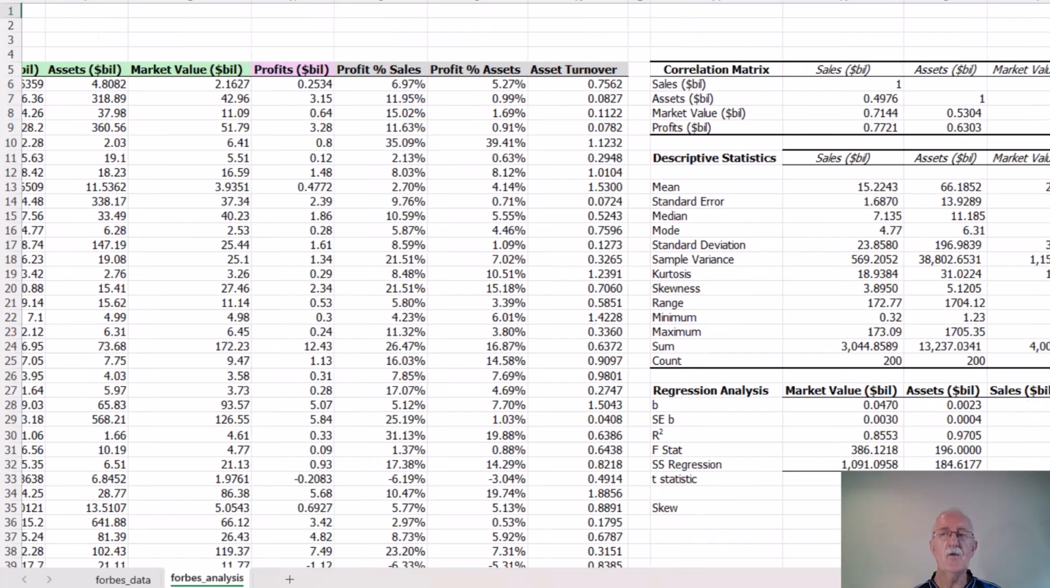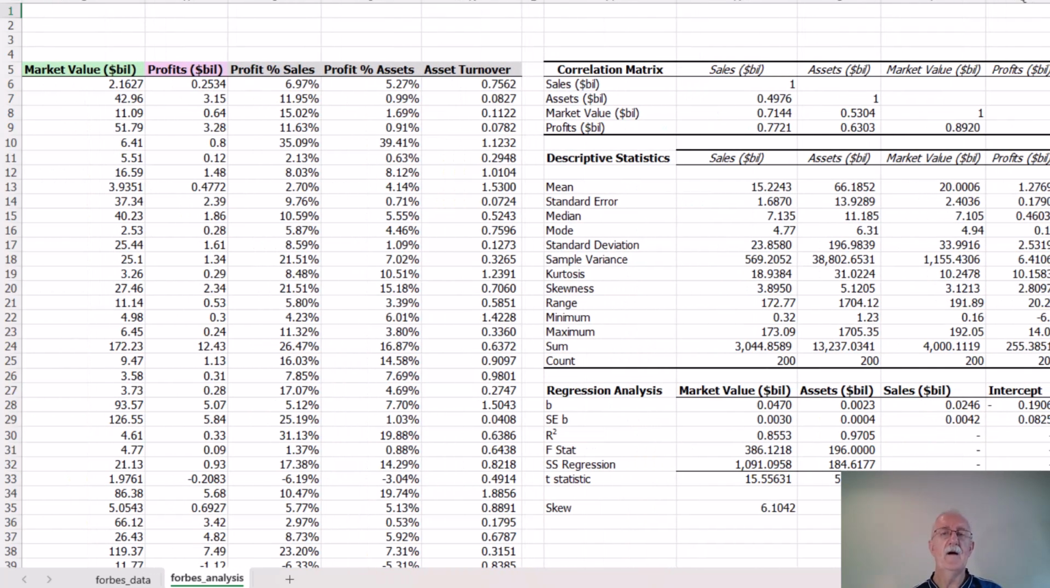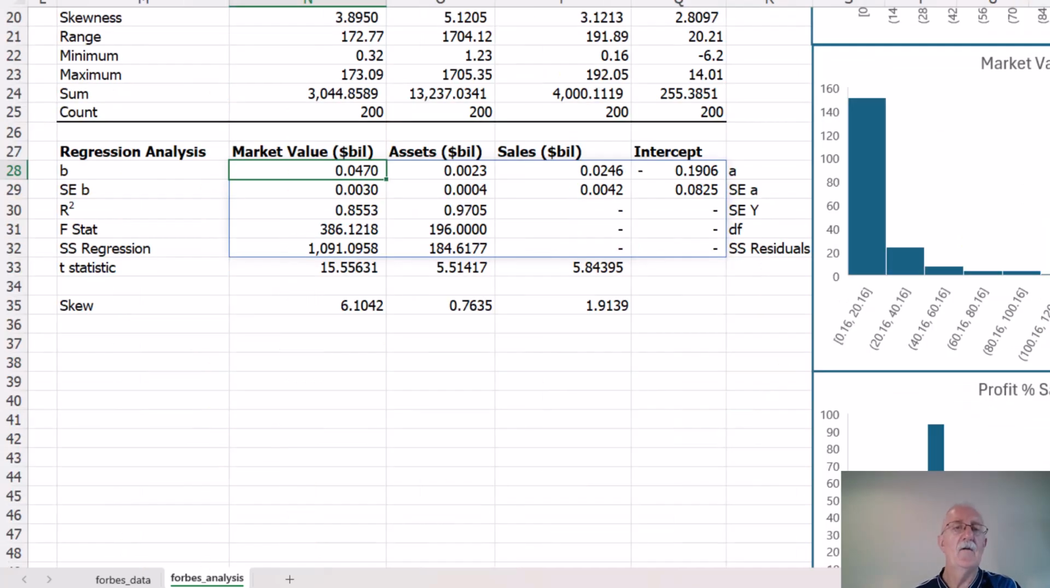Regression. I'm going to do this in two ways. Firstly, I'm going to use the LINEST function. It's the easiest, most direct way of finding the regression analysis, the regression equation. What do we find? Well, first of all, the formula. IFERROR, I'll come back to that one.